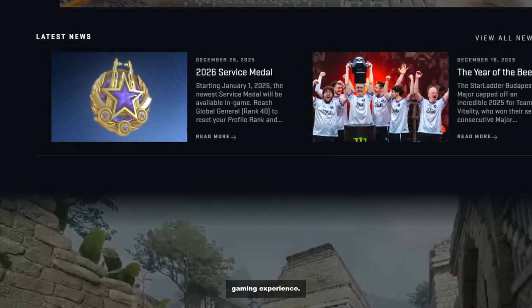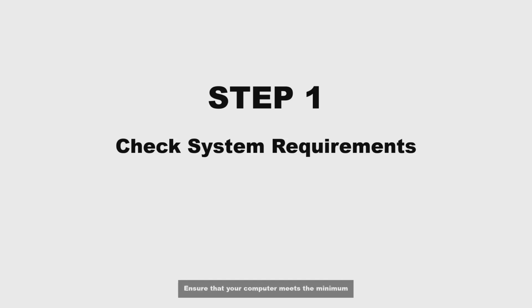Step 1. Check system requirements. Ensure that your computer meets the minimum system requirements for CS2. This includes checking your CPU, GPU, RAM, and storage space. If your system does not meet these requirements, consider upgrading your hardware.